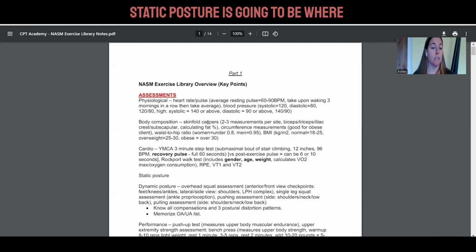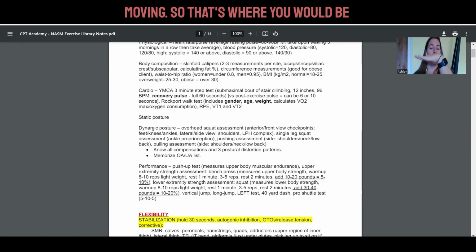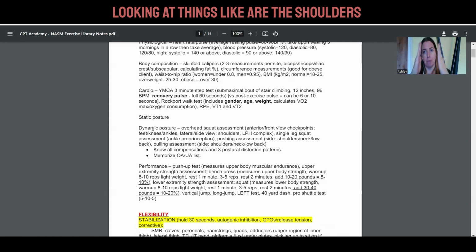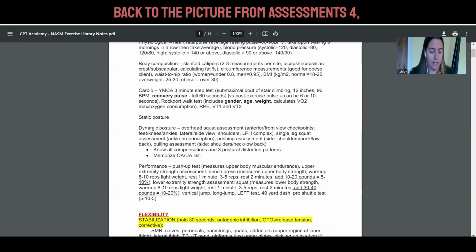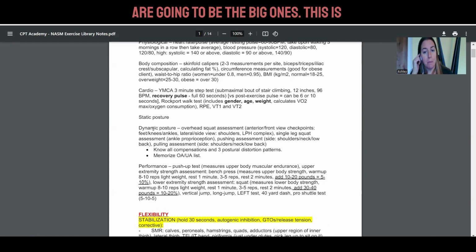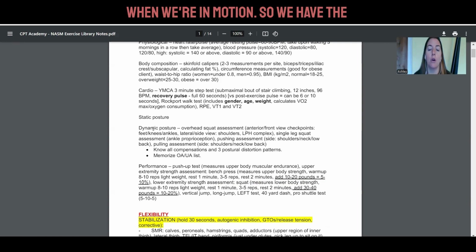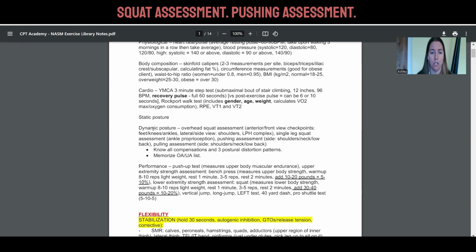Okay, static posture is where they're not moving. That's where you would be looking at things like, are the shoulders level? Are the hips level? You could look back to the picture from assessments 4, section 4 for that. Dynamic posture, these are going to be the big ones. This is when we're in motion. So we have the overhead squat assessment, the single leg squat assessment, pushing assessment, and pulling assessment.